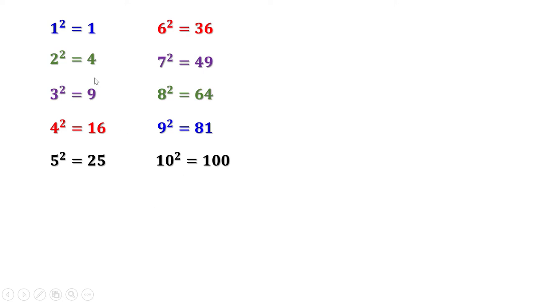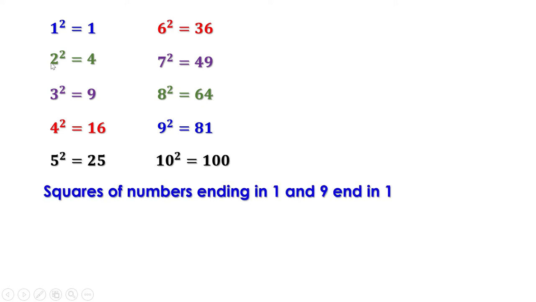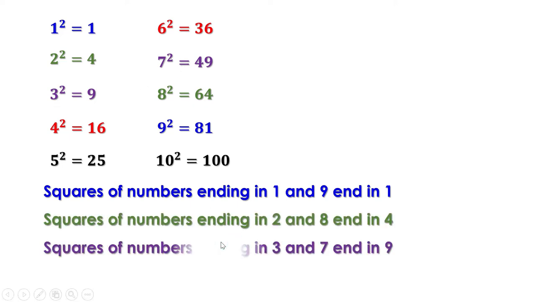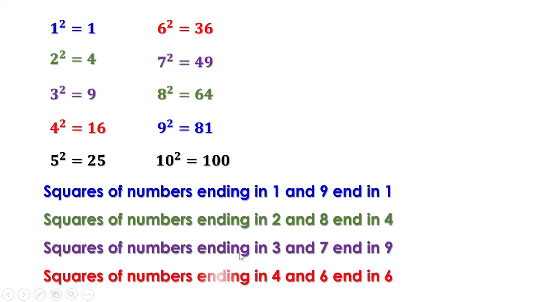Now we can see one thing, that 1 square is 1 and 9 square is 81. That means the squares of numbers ending in 1 and 9 end in 1. Similarly, squares of numbers ending in 2 and 8 end in 4. Similarly, squares of numbers ending in 3 and 7 end in 9. And squares of numbers ending in 4 and 6 end in 6. Now, squares of numbers ending in 5 end in 5, and squares of numbers ending in 0 end in 0.